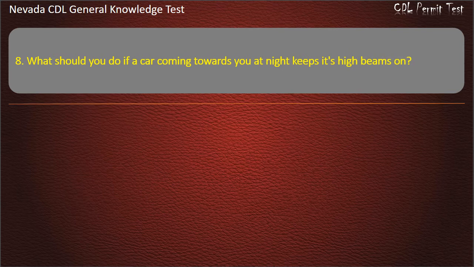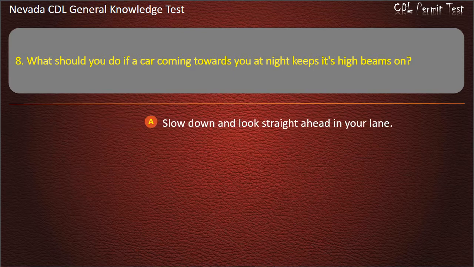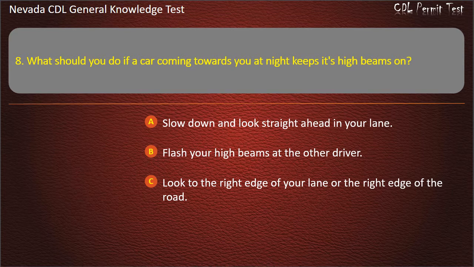Question 8. What should you do if a car coming towards you at night keeps its high beams on? Slow down and look straight ahead in your lane. Flash your high beams at the other driver. Look to the right edge of your lane or the right edge of the road. Answer. Look to the right edge of your lane or the right edge of the road.